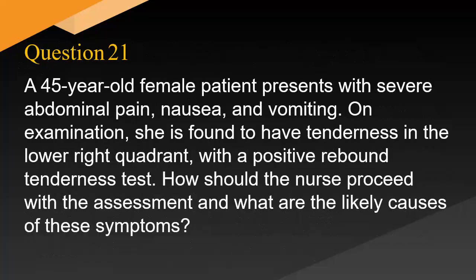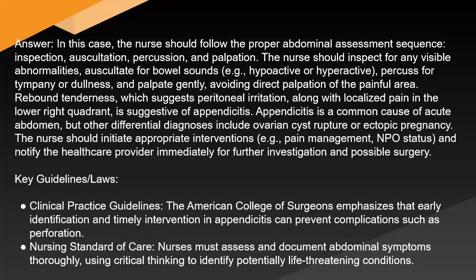A 45-year-old female patient presents with severe abdominal pain, nausea, and vomiting. On examination, she is found to have tenderness in the lower right quadrant with a positive rebound tenderness test. How should the nurse proceed with the assessment of what are the likely causes of these symptoms? Answer: in this case, the nurse should follow the proper abdominal assessment sequence: inspection, auscultation, percussion, and palpation.